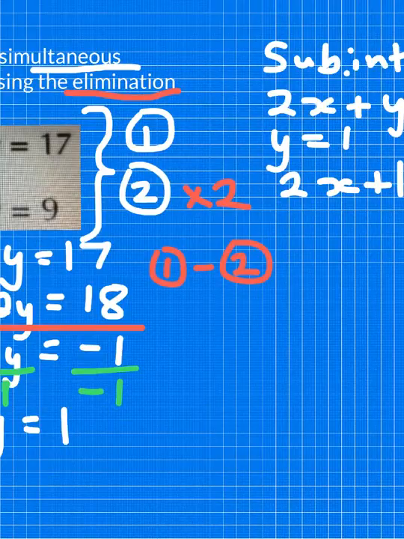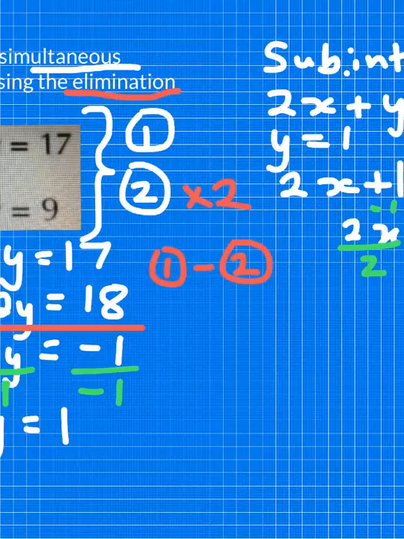We minus 1 off both sides so that we end up with 2x is equal to 8. Now we can eliminate the 2 by dividing by 2. And finally we end up with x is equal to 4. We now have two answers. We have y is equal to 1 and x is equal to 4.